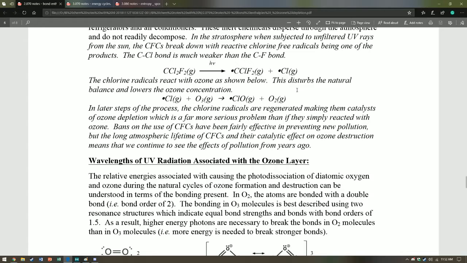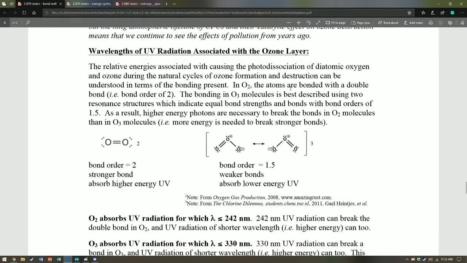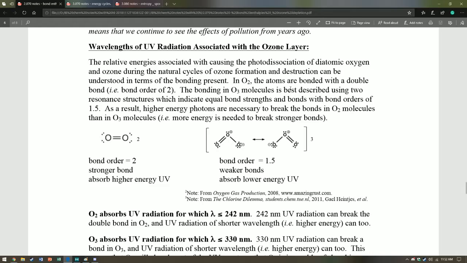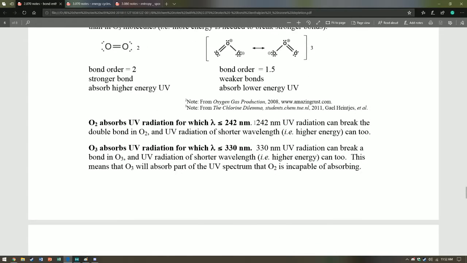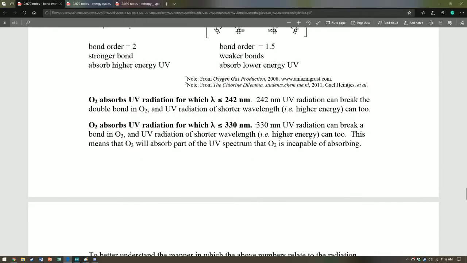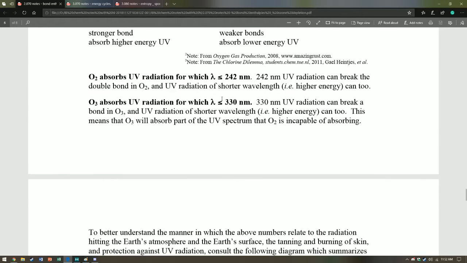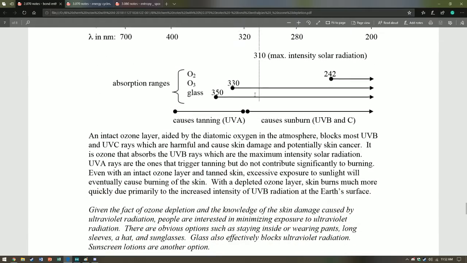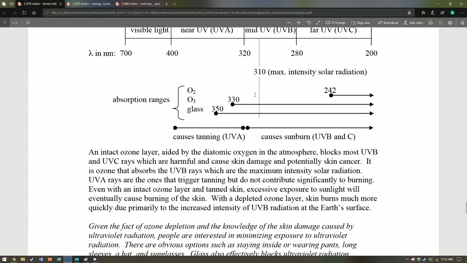You could use bond length and strength to explain why ozone would form. Ozone absorbs different energy than diatomic oxygen. Bond order is 2 in diatomic oxygen, whereas the bond order in ozone is 1.5, and therefore ozone has weaker bonds and will take less energy to break compared to diatomic oxygen. And this corresponds to different wavelengths of light, which we talked about in topic 2, each of which has a certain energy associated with it. You don't need to know these numbers, but it's more for understanding.